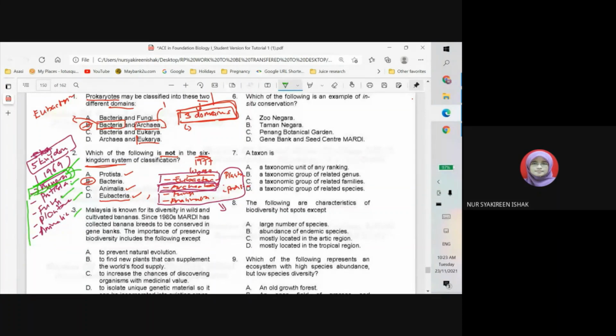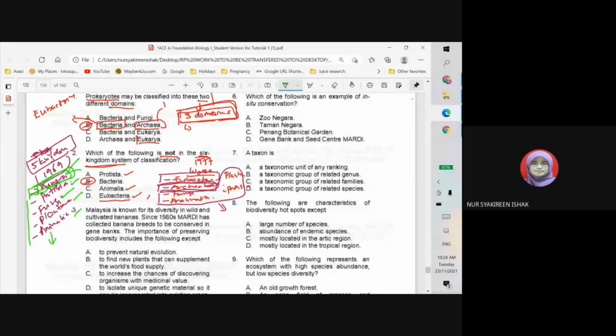So tengok balik awak punya jadual dalam nota. Mula-mula adalah 5 kingdom. Lepas tu 6 kingdom, lepas tu 3 domain system. Kalau 5 kingdom, macam mana diklasifikasikan organism tu is through morphological study. Dia tengok feature organism tu, apa physical characteristics dia. So that is how you classify organism based on 5 kingdom system, morphological study. Tengok morphology dia, physical characteristics dia, right?